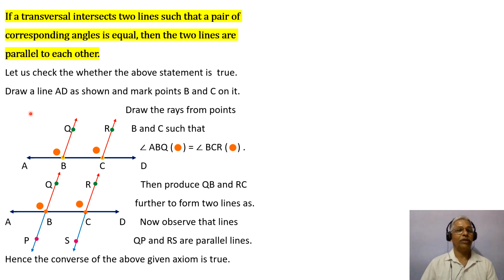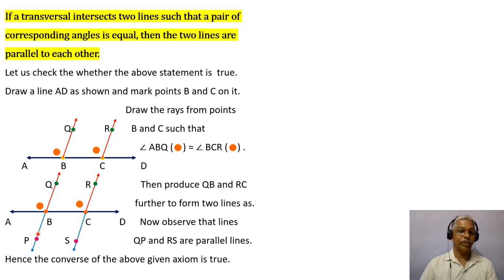See here, draw a line AD as shown and mark points B and C on it. Draw the rays from points B and C such that angle ABQ is equal to angle BCR. So this is equal to this. Then produce QB and RC.